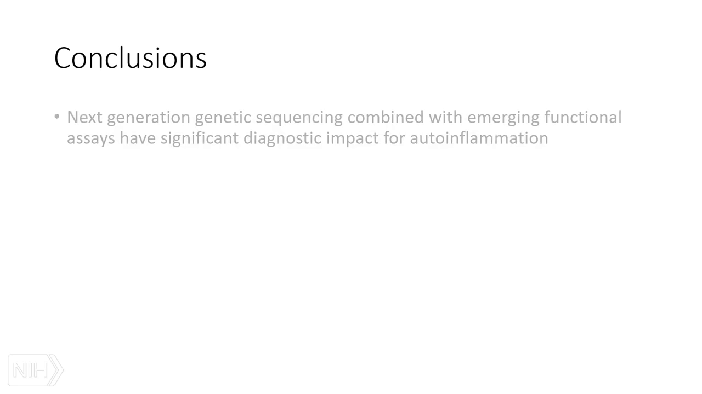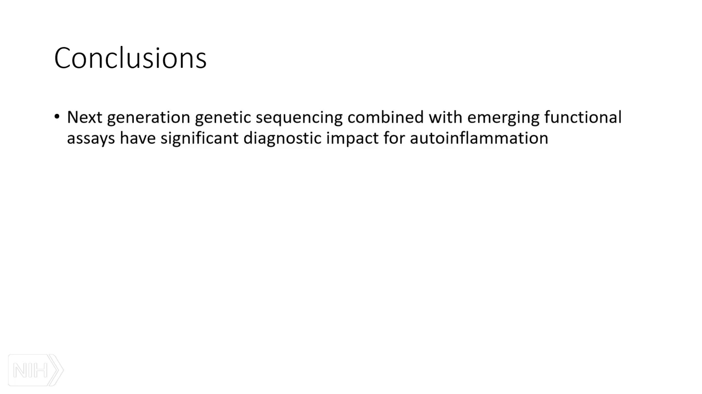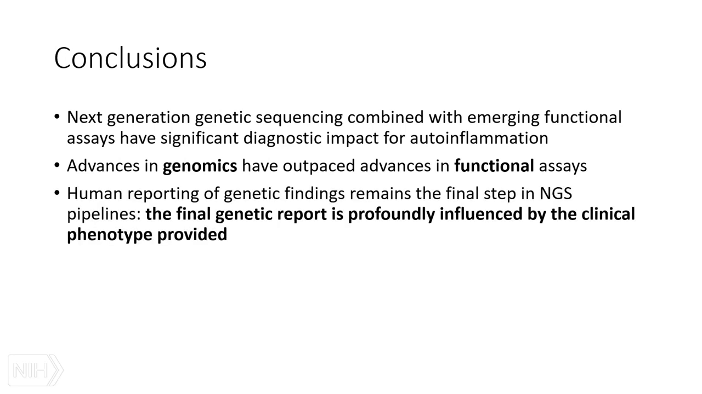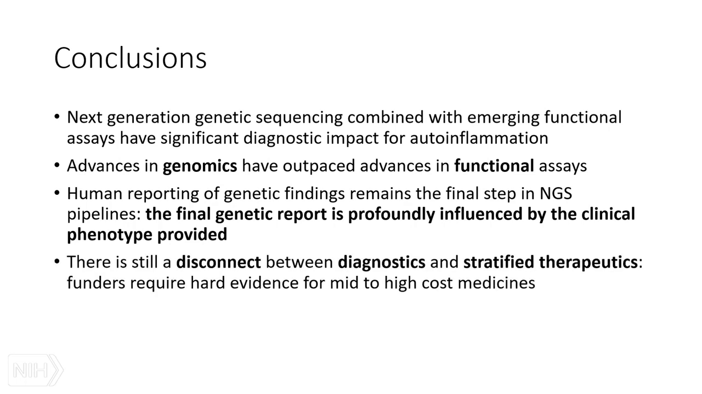Okay, so before I hand you over to Fatima, who's going to give you some real-life cases, armed with all this knowledge to solve for her, I'll leave with the conclusion that next-generation genetic sequencing combined with emerging functional assays have significant diagnostic impact for those patients where you have no clue what the cause of the autoinflammation is. The overall advances in genomics have outpaced advances in functional assays, so we have to play catch-up to help us understand the genetic findings. Human reporting of genetic findings remains the final step in any NGS pathway, and the final genetic report is profoundly influenced by the clinical phenotype that's provided. So please remember that when you're requesting your genetic tests.